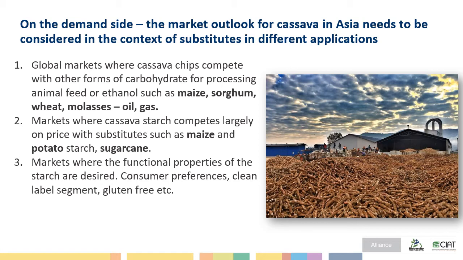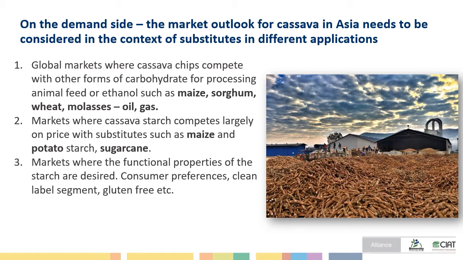What I used to get people to focus on in the demand side is to think about different applications and whether there's a substitute that can be used in that application. So I broke that down into three elements. Firstly, commodity markets where cassava chips compete with other forms of carbohydrate in things like animal feed or the ethanol market. So you can substitute maize or sorghum, wheat, molasses, and then oil and gas obviously into those energy markets. So you're largely competing on price. You also have a similar situation in the starch market where you mainly compete on price, and deep processors can substitute in maize or potato starch or indeed sugarcane if you're talking about sweeteners.